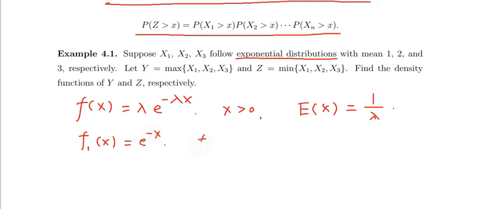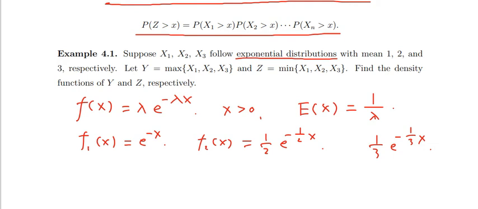So the density function for the second one: the mean is 2, so lambda is a half, so it is e^(-x/2). So this mean is 2. And that one is 1 over 3, so it is e^(-x/3).